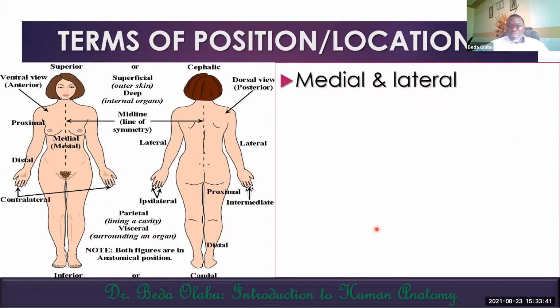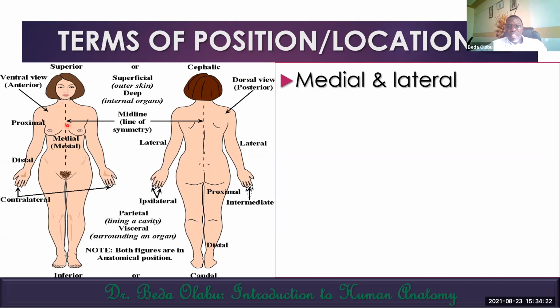The other term I want us to be familiar with is medial. The opposite is lateral. The term medial means closer to the midline. This broken line represents the midline. The term lateral means away from the midline. So let's say we are comparing the heart and the lungs. The lungs are lateral to the heart, but the heart is medial to the lungs.